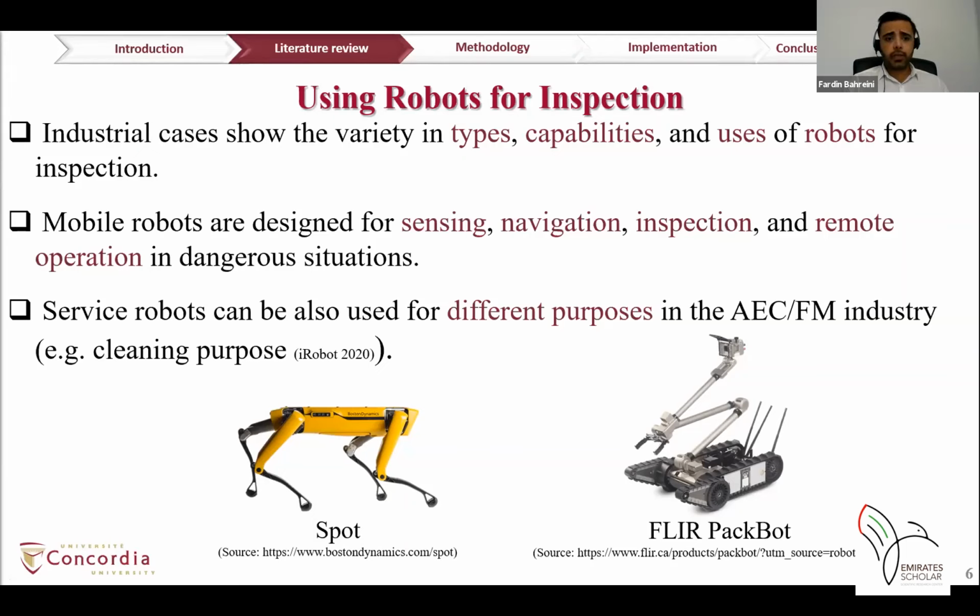Also, service robots can be used for different purposes in the AEC/FM industry, for example, cleaning purposes. The picture shows two examples of industrial robots. The first one is Spot, which can be used for sensing, inspection, and remote operation. The other one is a Filler Back Bot, which can be used for remote inspection and remote operation.